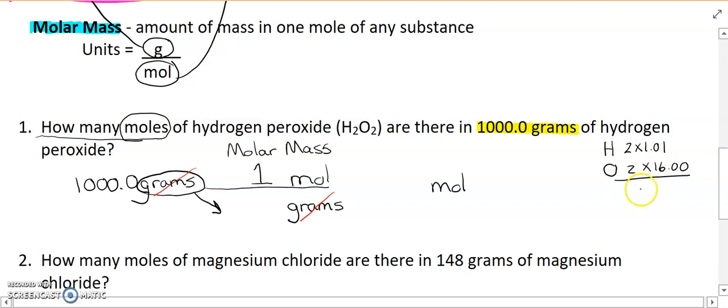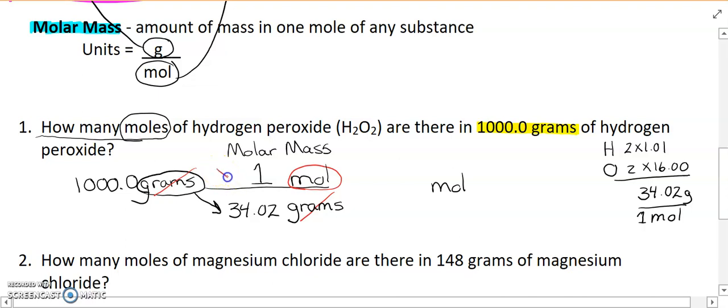So I'm going to come out with 34.02 grams per mole. And technically it's grams per 1 mole, but since I've already got that part filled in up here, the only thing I really need to fill in is the 34.02. And because my grams units have canceled, the unit I have left is moles, and that's what I'm looking for. I can calculate this out.